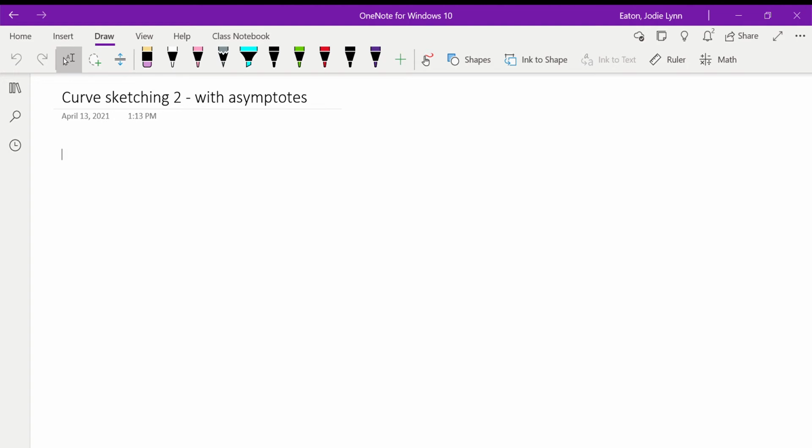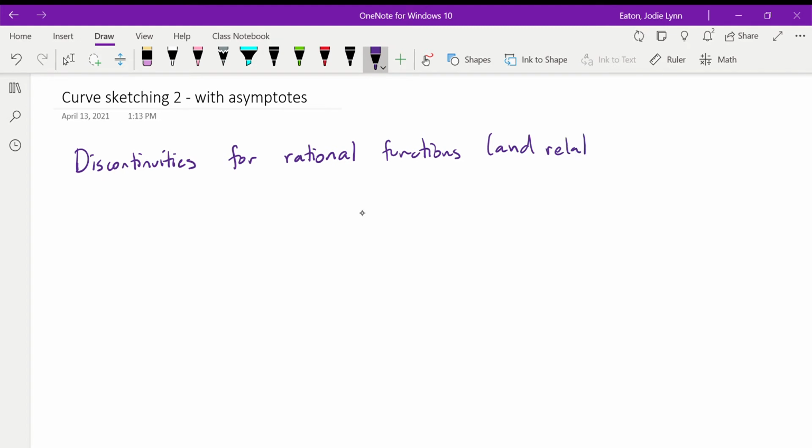Okay, so let's just recall where we will find our discontinuities. We have certain kinds of discontinuities for rational functions. So we're going to be looking specifically at rational type functions and related ones, so maybe some rational functions, some functions that involve a fraction but also have a radical in them. So anything with a fraction.